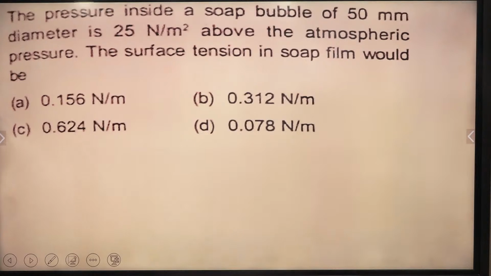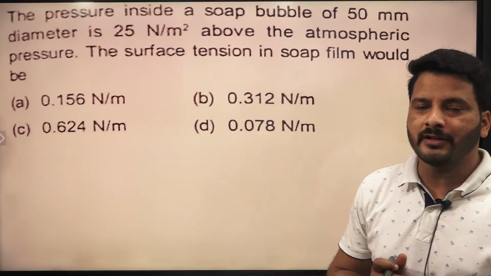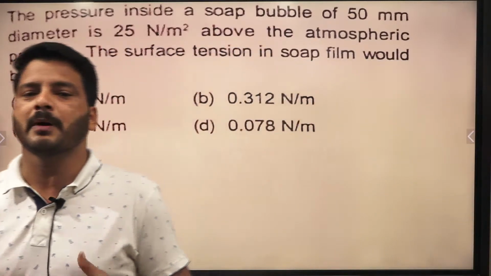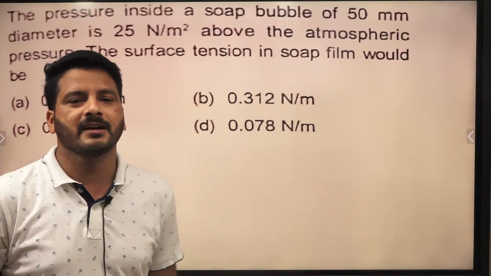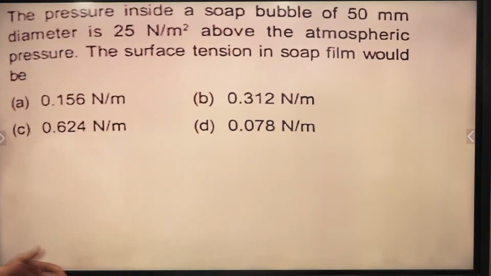So here is the first question, guys. The pressure inside a soap bubble of 50 mm diameter is 25 Newton per meter square above the atmospheric pressure. The surface tension in the soap film would be? Earlier I already told you guys that the boundary layer and the fluid machinery, like pump and turbine, I left; that is covered separately. Today we are just confirming all the chapters and having questions from these chapters.